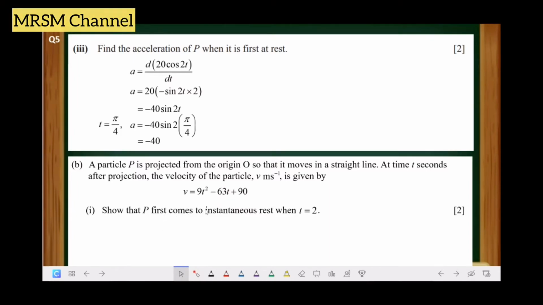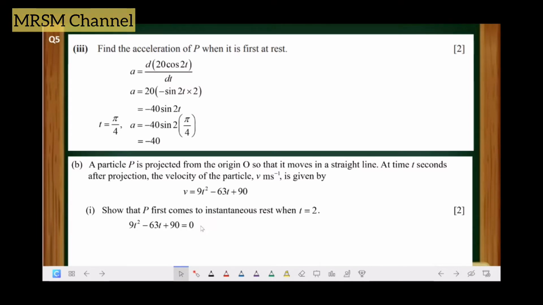Alright, show that P first comes to instantaneous rest when t is equal to 2. Instantaneous rest adalah samalah dengan stops momentarily. Turn the direction, sama juga. Maksudnya particle tu bila dia nak turn the direction, dia akan stops momentarily. So the same situation actually. At that time, when the particle stops momentarily, or when the particle is instantaneously at rest, or when the particle turns the direction, actually the situation is v is equal to 0.